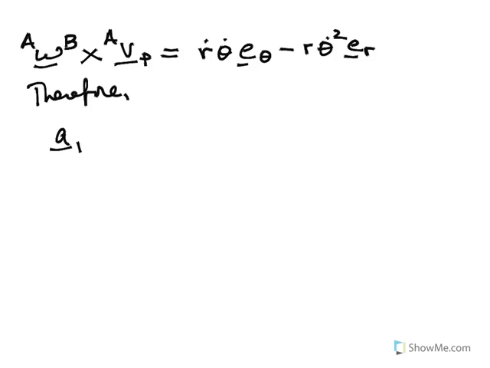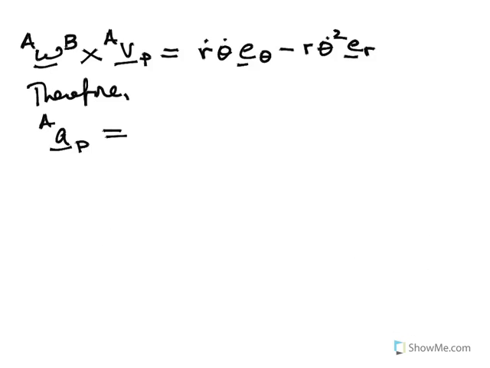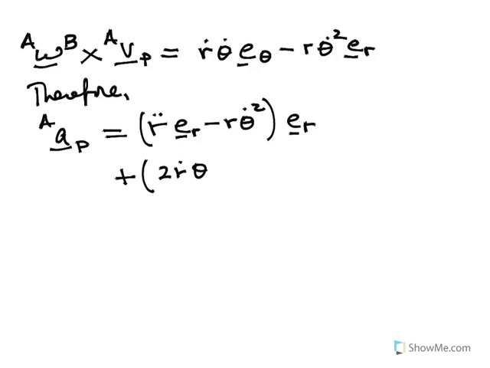So therefore, the acceleration of point P in A is equal to the sum of these. Let's add them. I get r double dot er minus r theta dot squared er, plus, and now you see that I have an r dot theta dot e theta, and I have another r dot theta dot e theta, so I get 2 r dot theta dot plus r theta double dot e theta, plus z double dot ez.